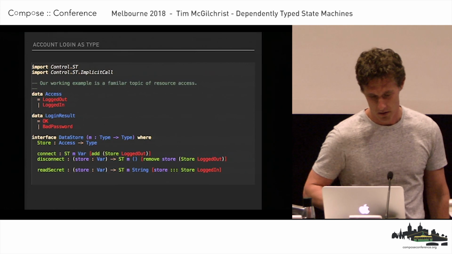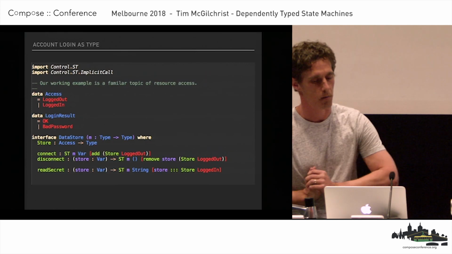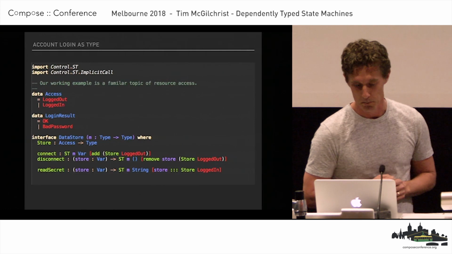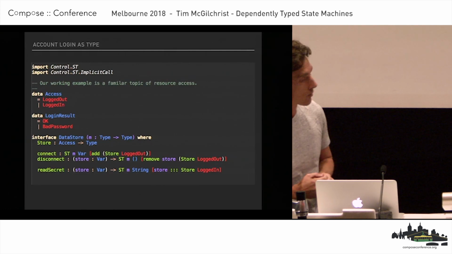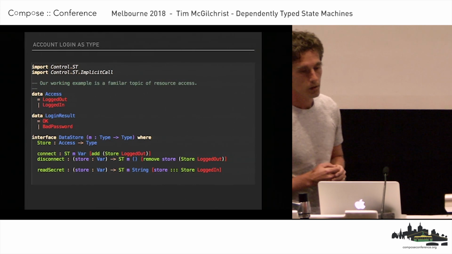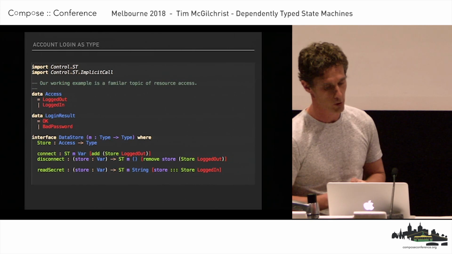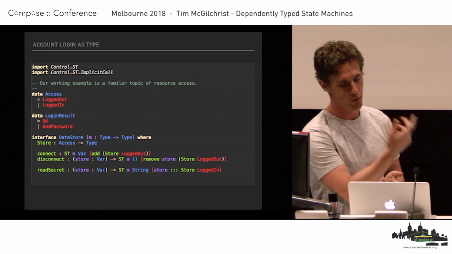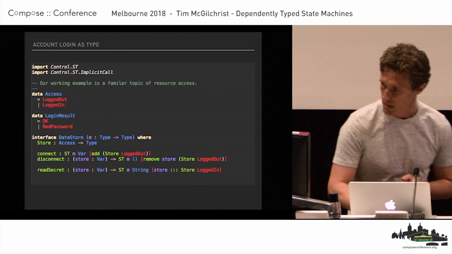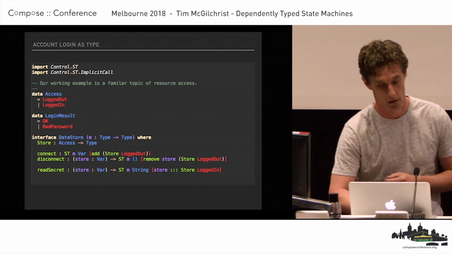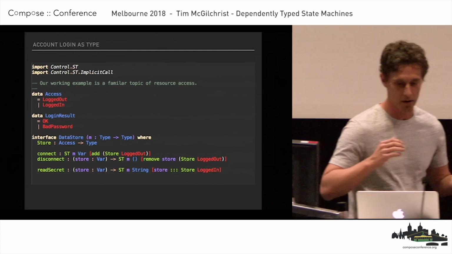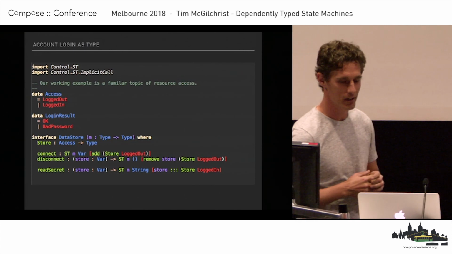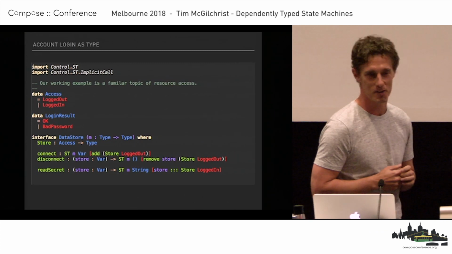And then we've got this interface, which, as we said, is a type class, or equivalent to a type class in Haskell or Scala. So we've got store is our resource that we're dealing with. And we've got a bunch of functions on here. So we've got a connect, so we can connect to our store. We've got a disconnect to our store, and read some sort of secret. So the interesting thing with these is that there are dependently typed functions all through this. And they're kind of hiding because it looks like type signatures.